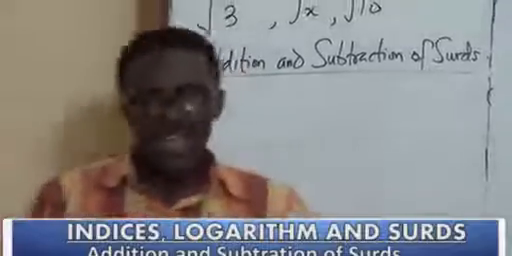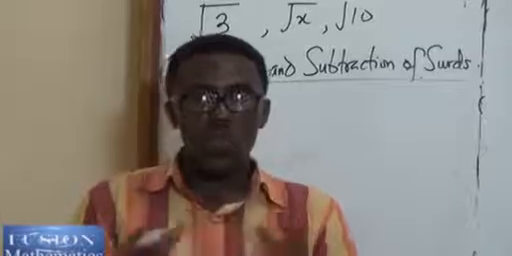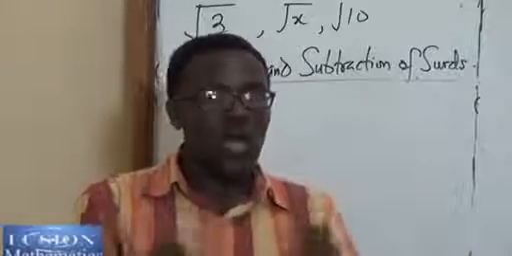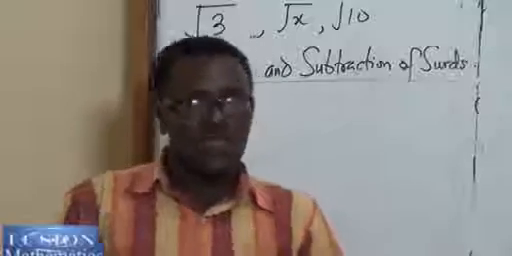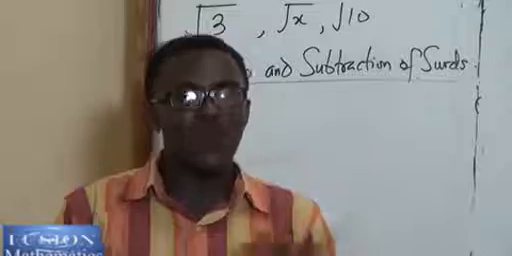For us to add and subtract, we are looking at combining two surds in such a way that their coefficients are the only ones adding. And it's important to note that if the surds are not similar, they cannot be combined.